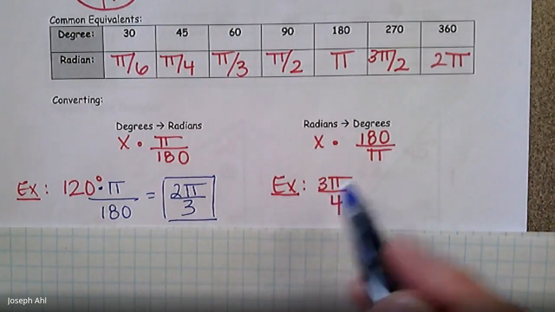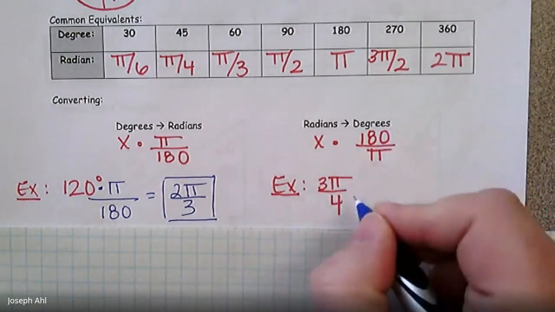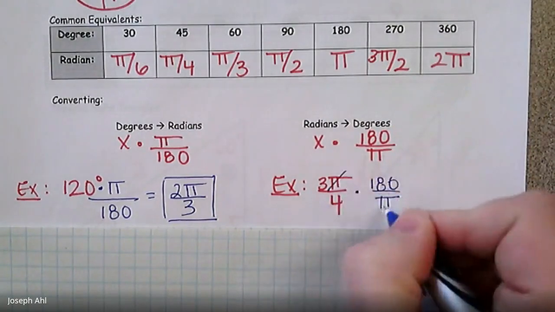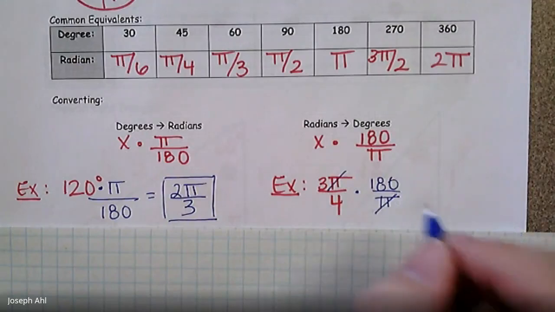Similarly, if I want to convert from radians to degrees, 3 pi over 4, I'm going to multiply by the reciprocal, 180 over pi, and what you'll find is that those pi's will cancel.